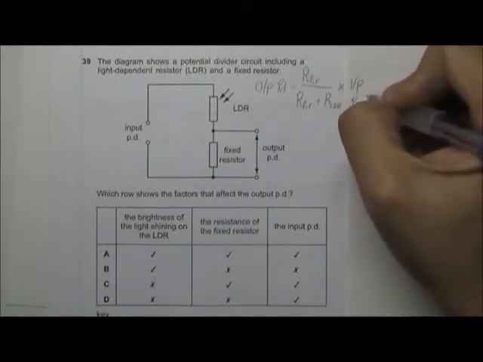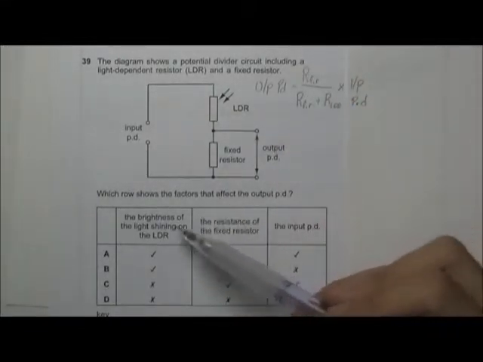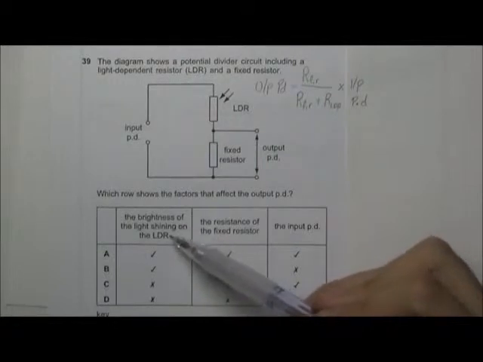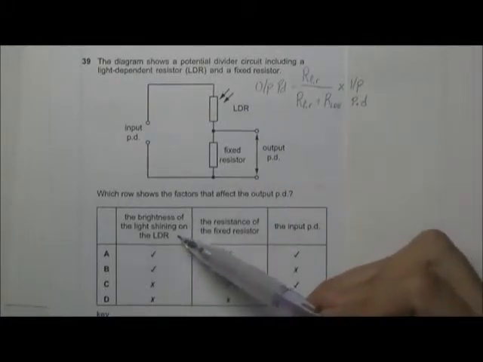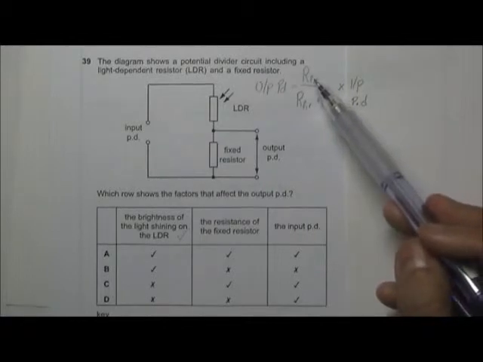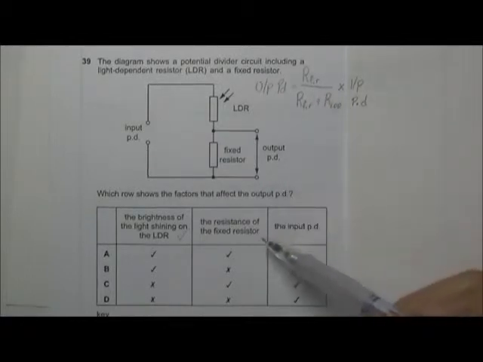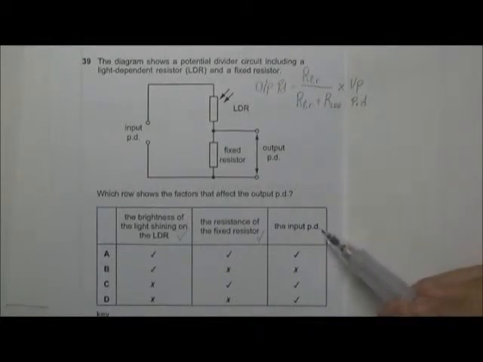Input potential difference. Okay, so if we look at the factors, the brightness of the light shining on the LDR will affect the resistance of the LDR. So this is definitely a tick. And the resistance of the fixed resistor is included in the formula, so it will affect. And same goes for the input potential difference. So basically all the three factors will affect the output potential difference.